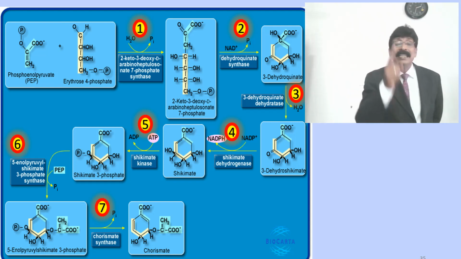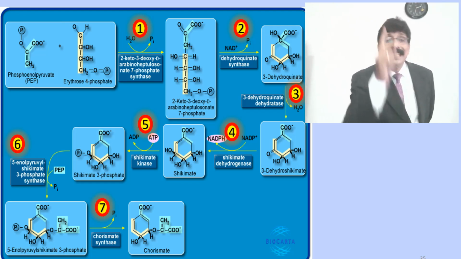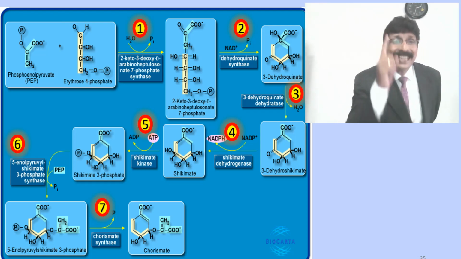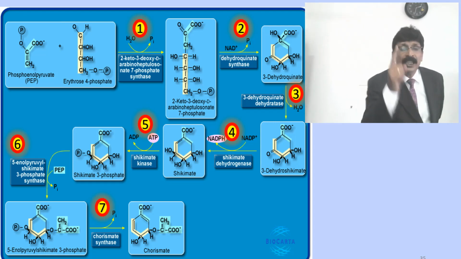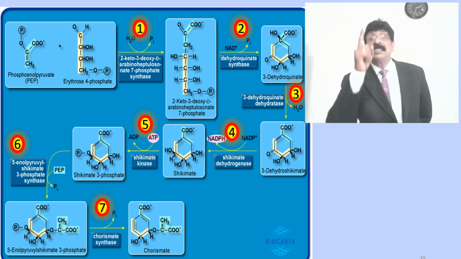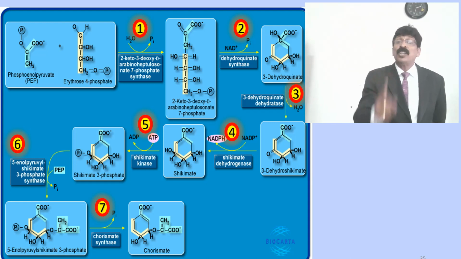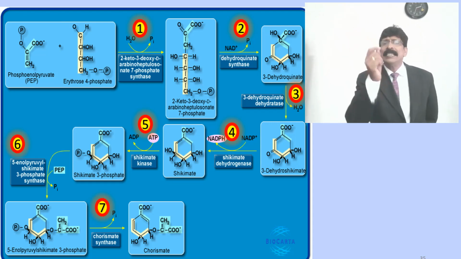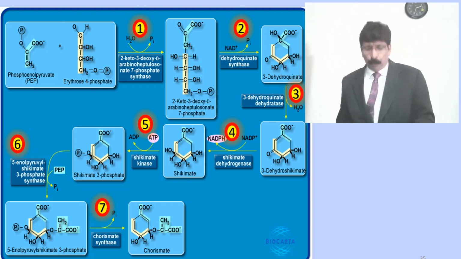And this shikimate 3-phosphate is converted into 5-enol pyruvyl shikimate 3-phosphate by means of the 5-enol pyruvyl shikimate 3-phosphate synthetase enzyme, and this product is converted into chorismate by means of the 7th enzyme, chorismate synthetase. So this is the 7th enzyme responsible for the shikimic acid pathway. So students have to listen to this shikimic acid pathway and write the structures, and it will be very easy for you to reproduce in the examination.